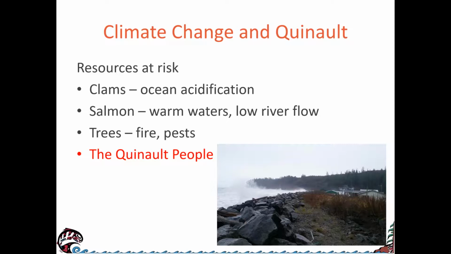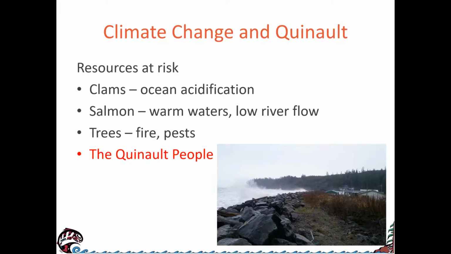As you can see in the photo, the village is not much higher than sea level. That's a picture taken in a minor storm from the seawall. The seawall does not extend to the full length of the village, so sea level rise would be deleterious for the village.